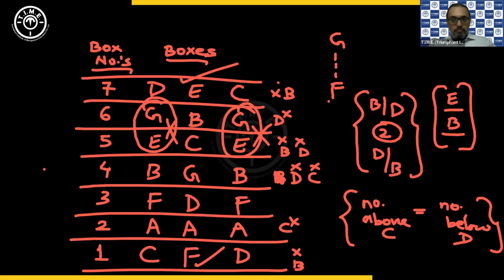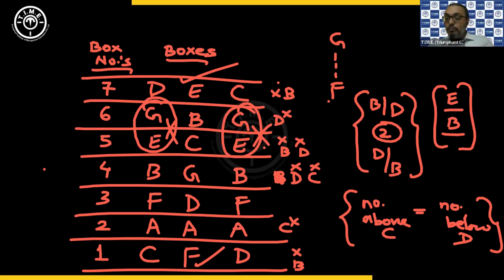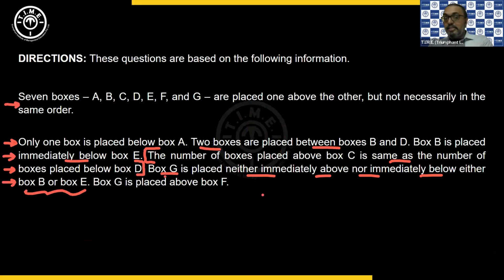Gokul, you also got the same. That is correct. Suyog, you got slightly different. You got C, G, E, B, F, A, D. But the point here is G and E cannot be adjacent, Suyog. You have a condition very clearly given here that G is placed neither immediately above nor immediately below either B or E. So that condition fails when you put G and E adjacent to each other. I hope it is understood. That is not the arrangement we should have.